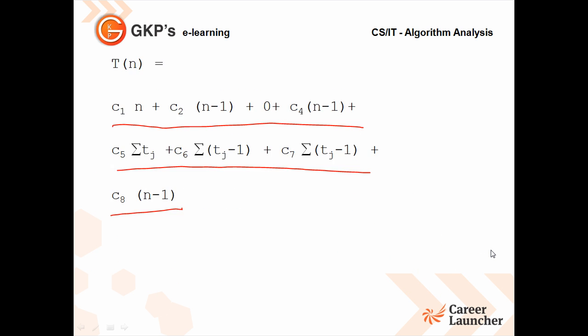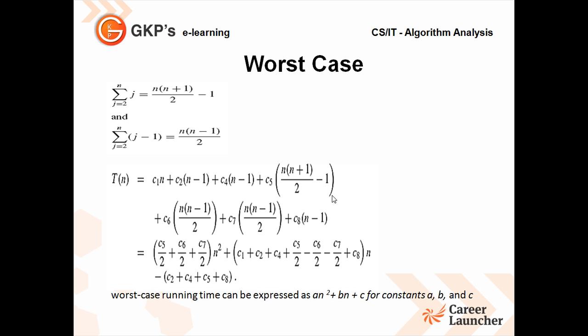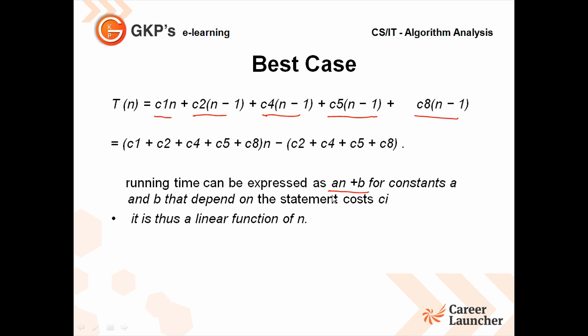So add these total all. After adding these, we will get an equation something like: an plus b, for constants a and b that depend upon the statement cost ci. For example, when we add these all, we get c1, we make this common n: c1 plus c2 plus c4 plus c5 plus c8, minus c2 plus c4 plus c5 plus c8.